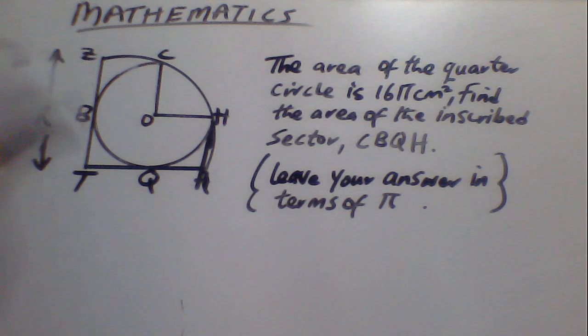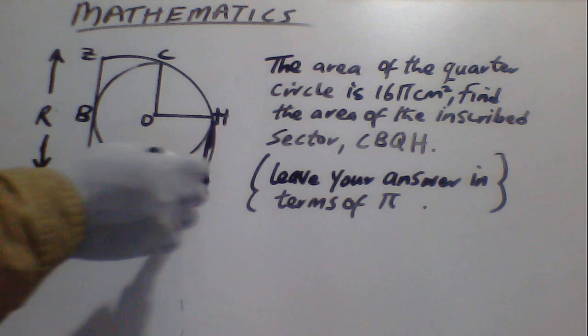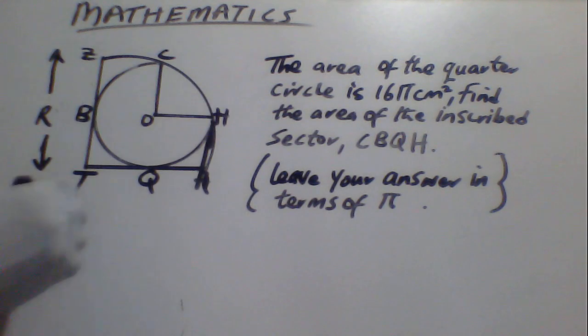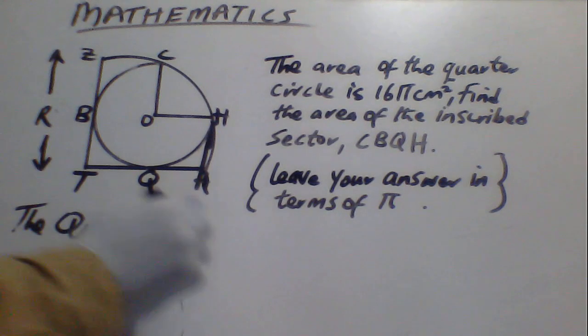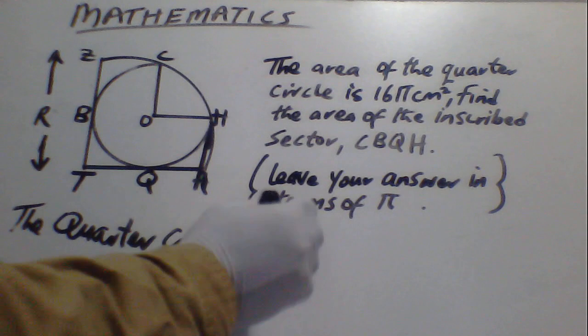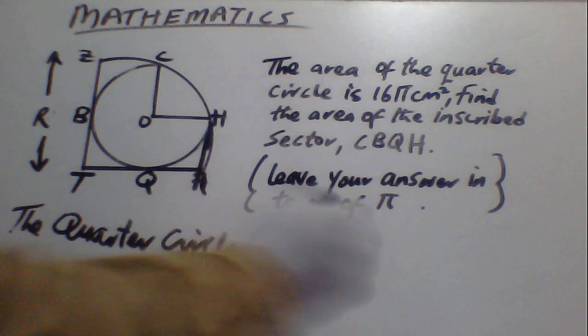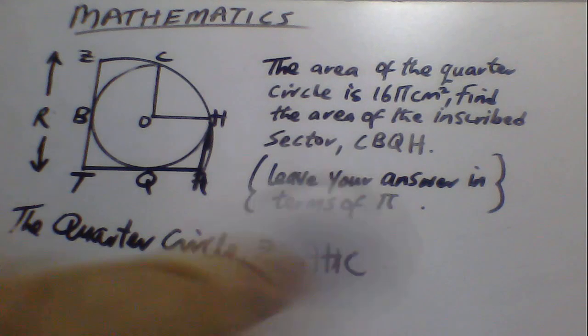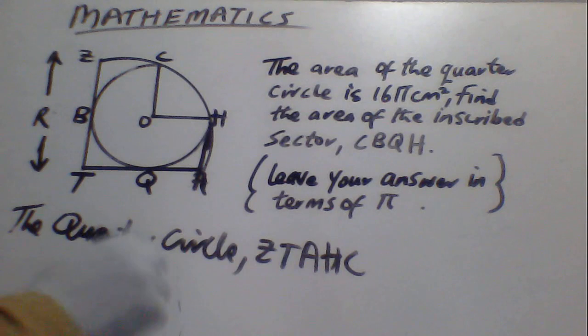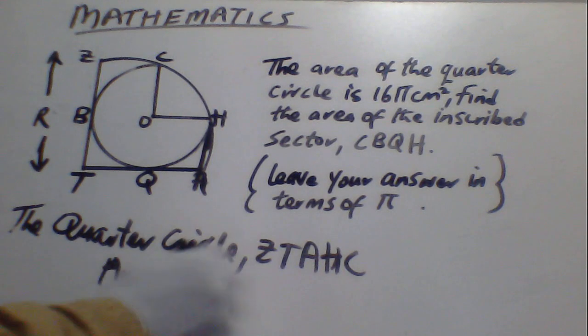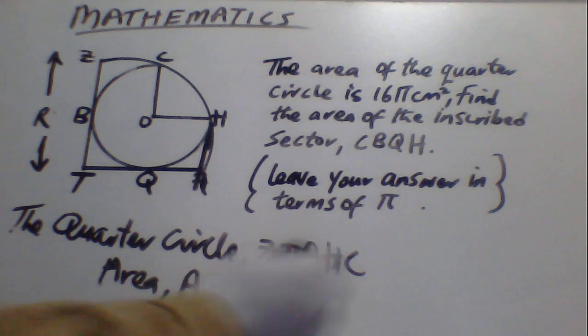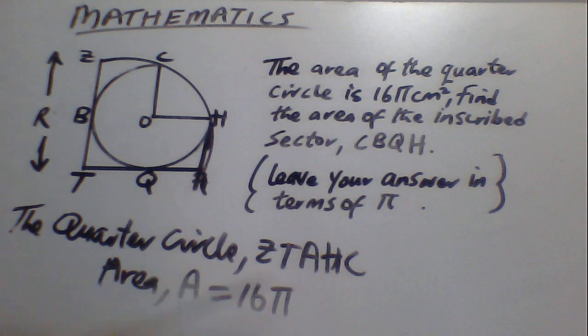is what they reduce. So we are given that the area of the quarter circle, that is, this quarter circle Z, T, A, H, C, the area is equal to 16 pi cm squared.